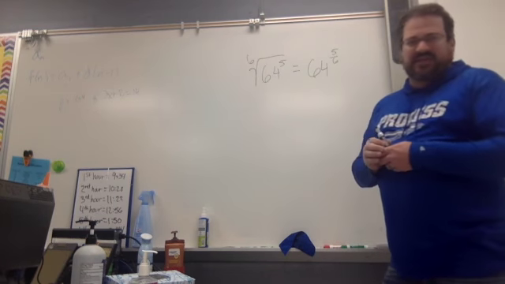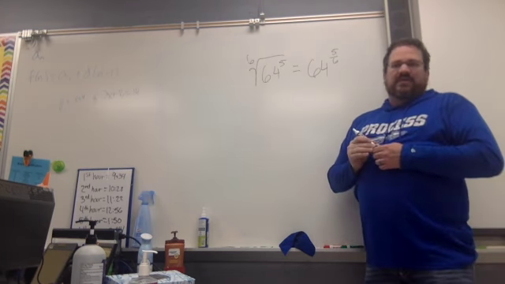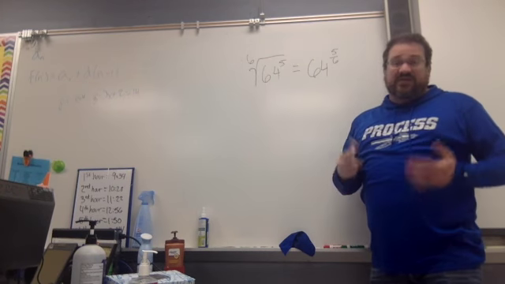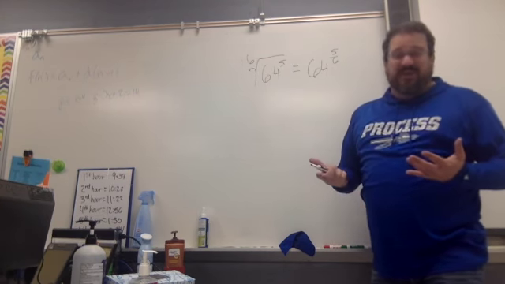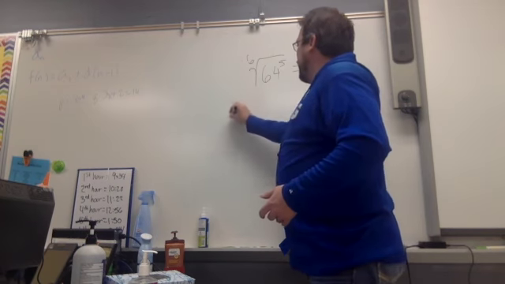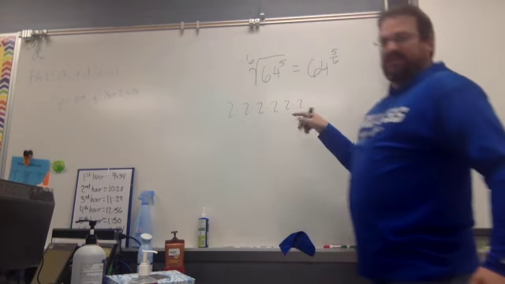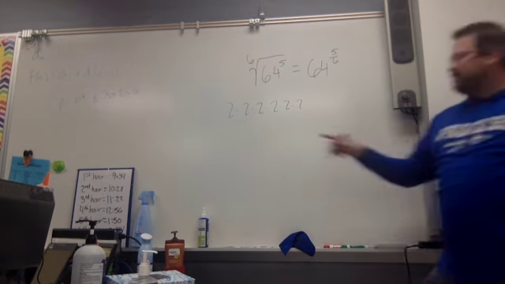What number times itself 6 times would give me 64? Well, 64 is not that big of a number, and it's even, so I'm going to assume that it's probably going to be 2. Let's check it out. 2 times 2 times 2 times 2 times 2 times 2. 6 times. Let's see what it is.